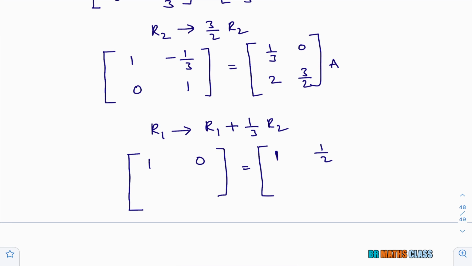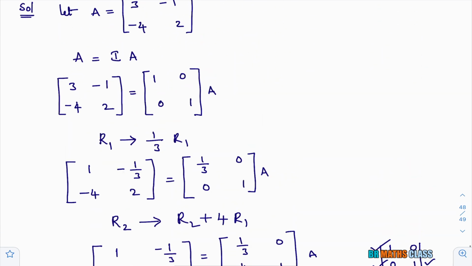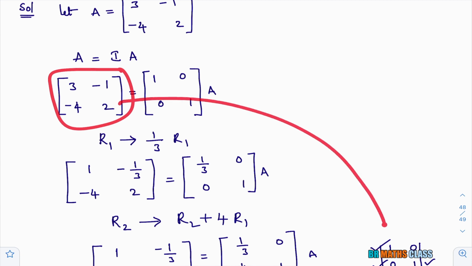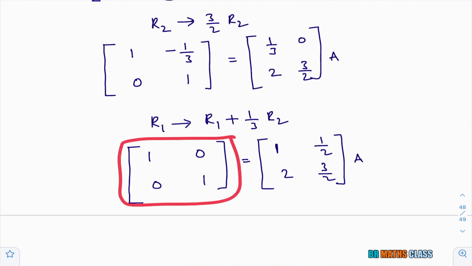Now the second row, I'll write as it is: 0, 1, 2, 3 by 2. Now you see here, I converted this into unit matrix. Basic idea is you want to convert this matrix into unit matrix 1, 0, 0, 1. Now you see, you got 1, 0, 0, 1, right?